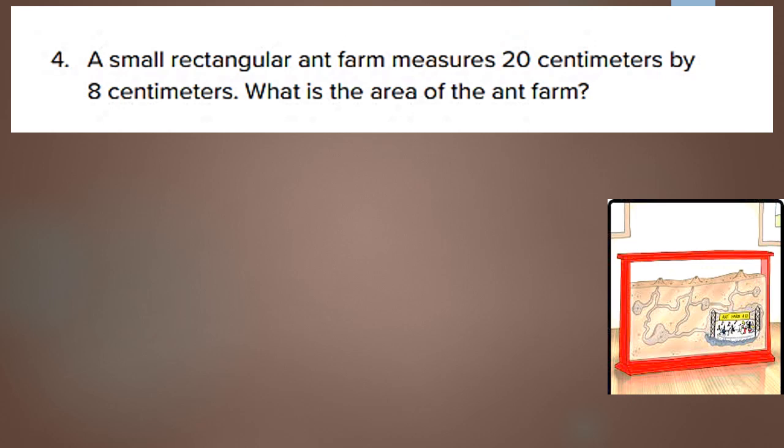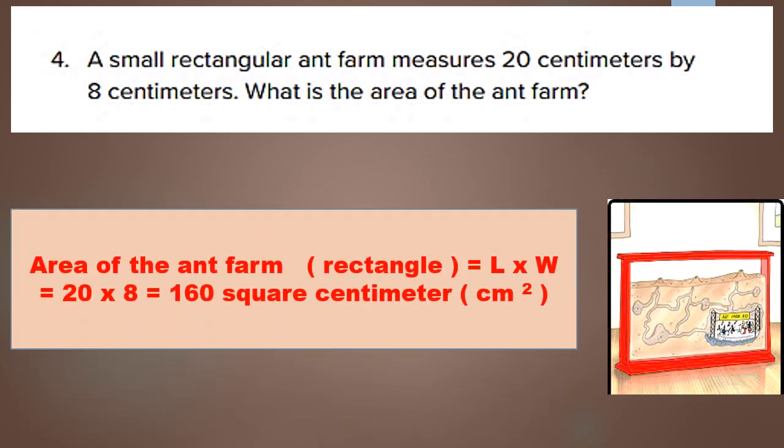Number 4, a small rectangular ant farm measures 20 centimeters by 8 centimeters. What is the area of the ant farm? Okay, we want to calculate the area of the rectangle. Length times width. 20 times 8 equals, put 0 as it is, and 2 times 8 equals 16. So the final answer equals 160 square centimeters.